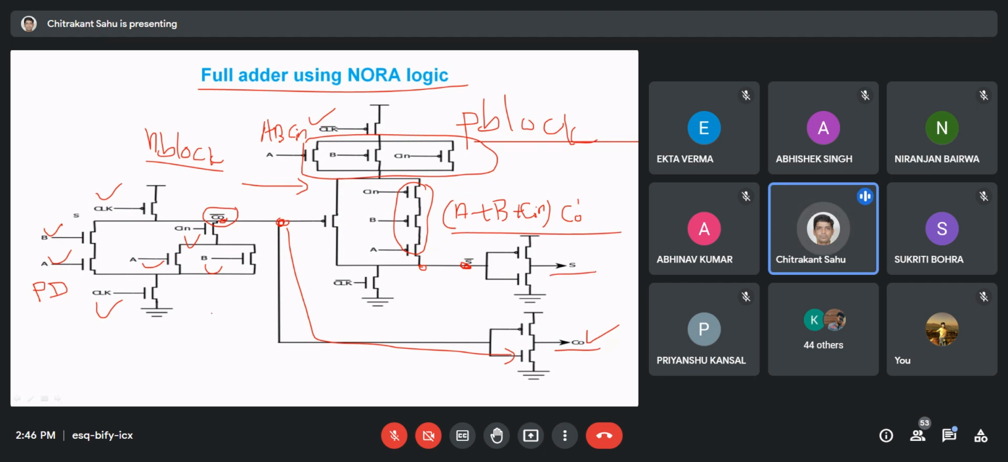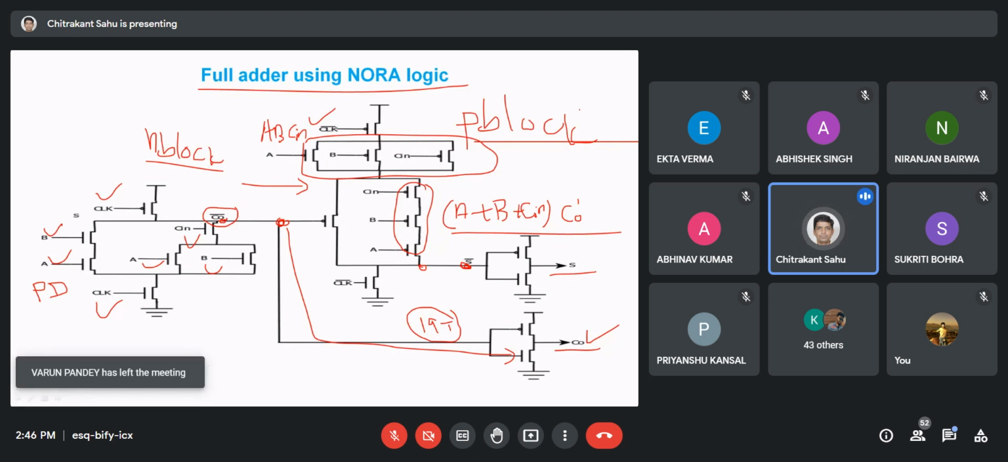If you want to realize S from here, it will become like this. So by using the NORA logic, we can save a number of transistors. How many transistors can be saved? You can count here: 2, 5, 6, 7, 8. So here only 19 transistors are being used, 19T. But in the earlier static network, it was more than that, around 24 transistors. So we can reduce the transistor count. If you reduce the transistor count, what will happen? You know that it will be a faster design compared to the conventional CMOS logic.